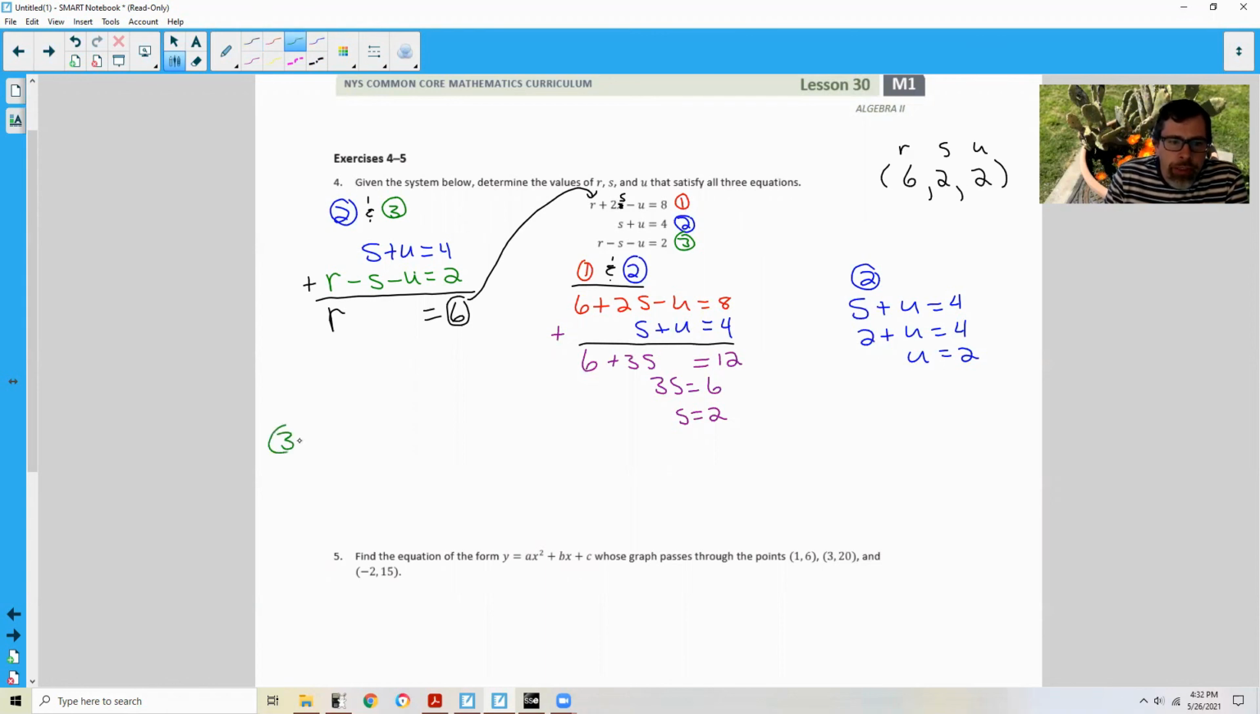Let's check it in 3. So here's our check down here. So I'm going to take R, 6, minus S, 2, minus U, 2, equals 2. Well, 6 minus 2 is 4. 4 minus 2 is 2. And yes, 2 does equal 2. And it checks. So here is the answer to that.